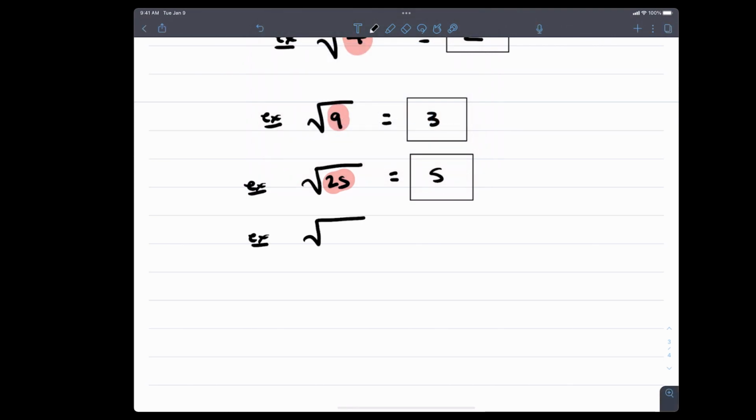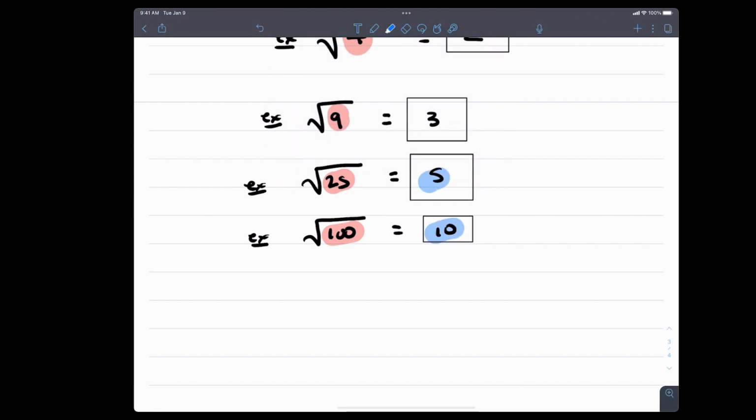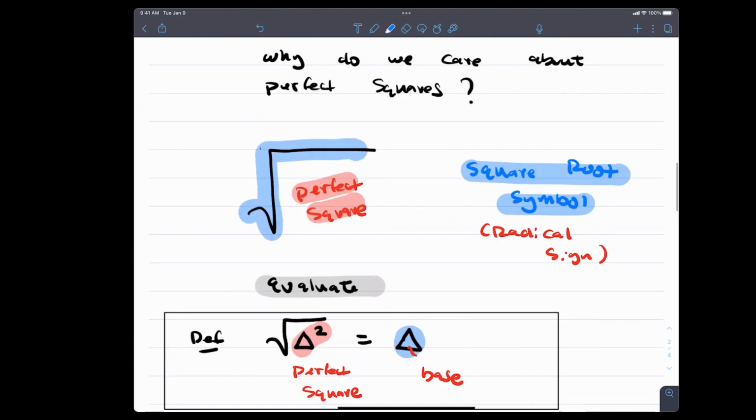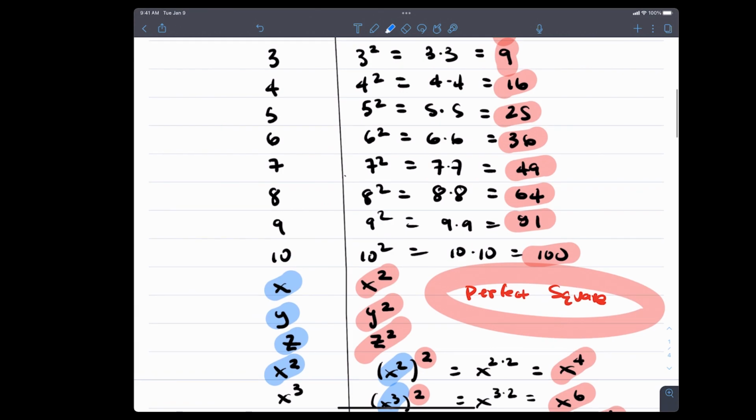The square root of maybe 100. Oh, you see, you guys know this? Good. Okay, square root of 100. The base was what? 5, right? Or 10. Here the base is 5. Here the base is 3. Here the base is 2. Now you know this because you already generated this stuff. You guys see what I'm saying?